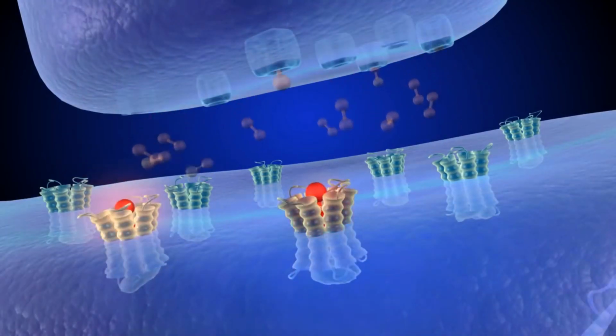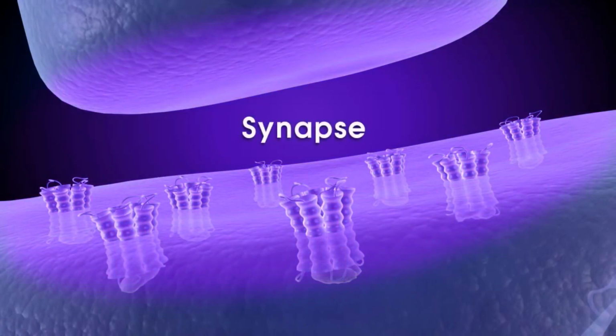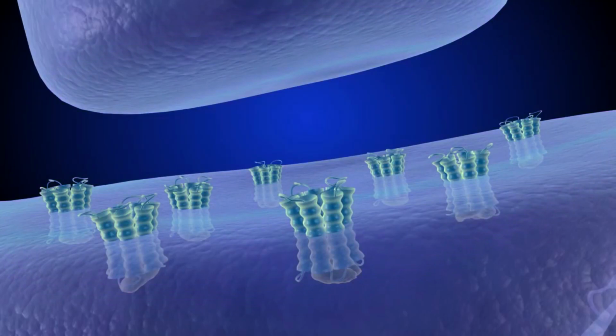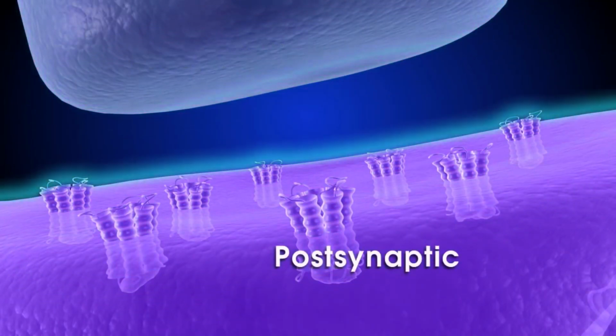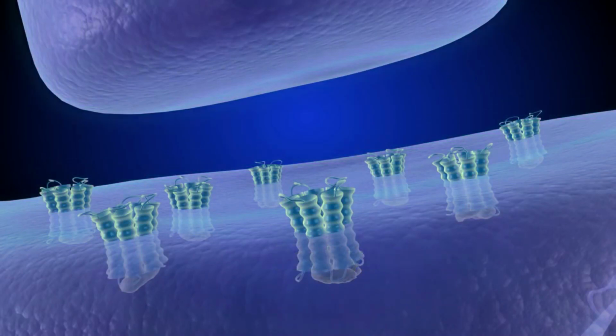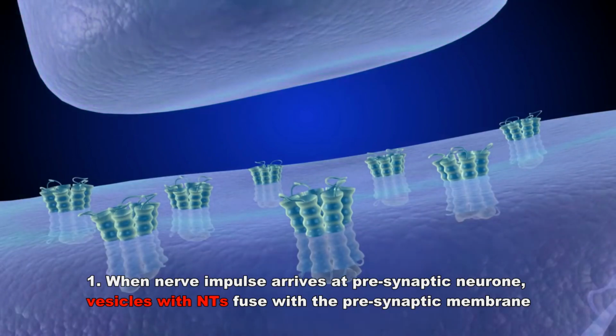The brain has many different neurotransmitters, which serve multiple functions. The small gap between the sending and receiving cells is called the synapse. The cell sending the message is presynaptic. The receiving cell, postsynaptic. In the presynaptic cell, the electrical signal causes changes.